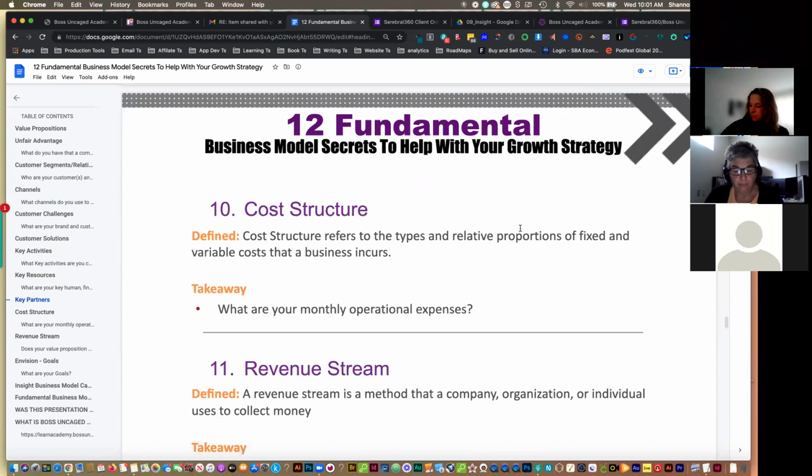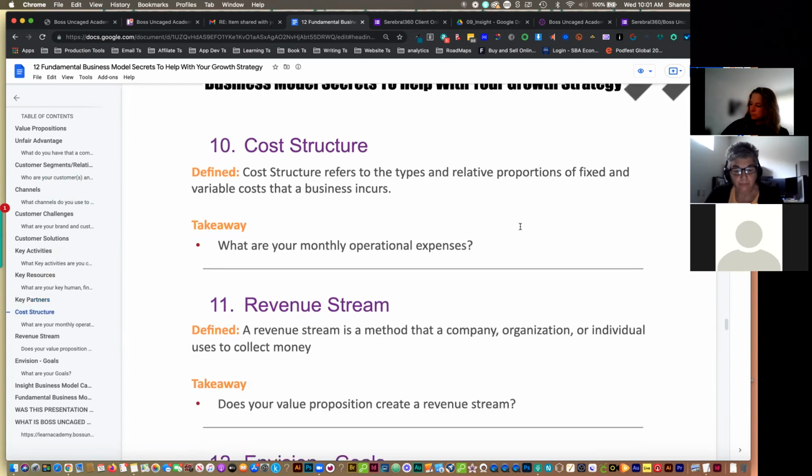Number 10 is cost structure. Now, making like a itemized list of costs. Now, some people may have overhead, which is like the lights, the utilities, the mortgage, and so forth. Some of the people may have employees. Some people may have software, but understanding where your cost is at, like every single month, starting at the month level, what is your cost evaluation? How much money are you spending per month on what you're doing to maintain the value to deliver your product to that client?